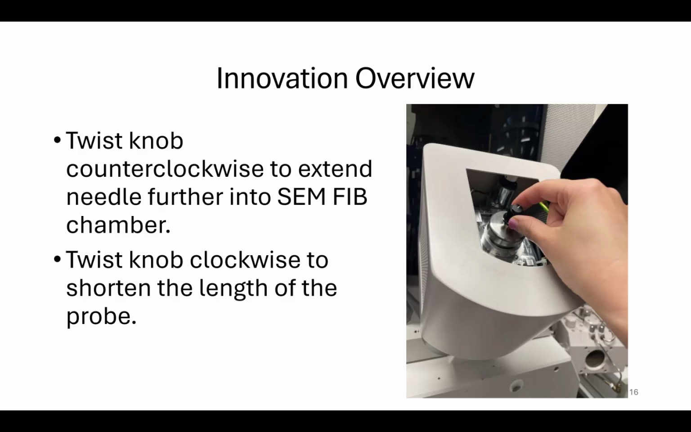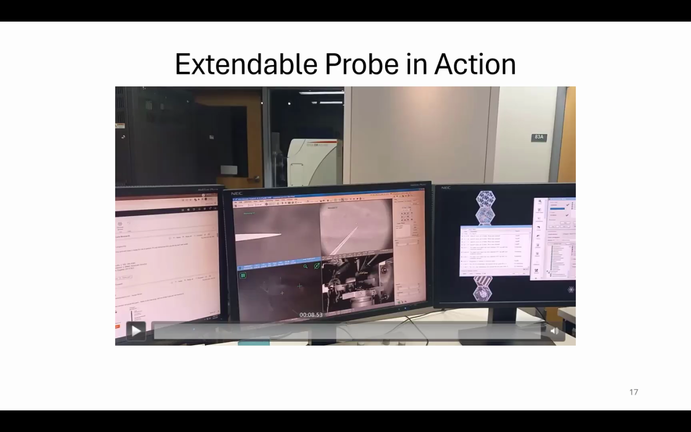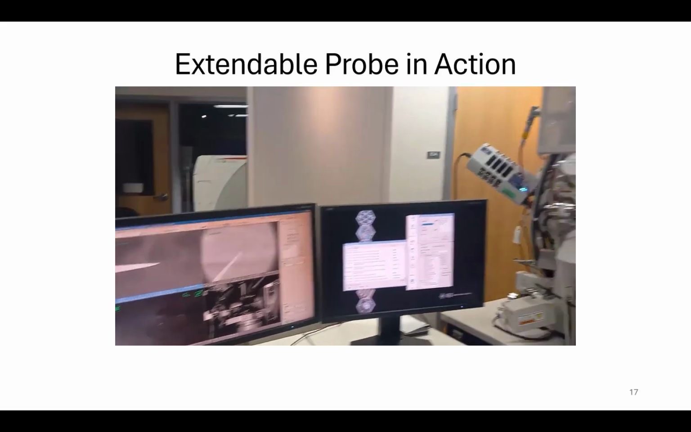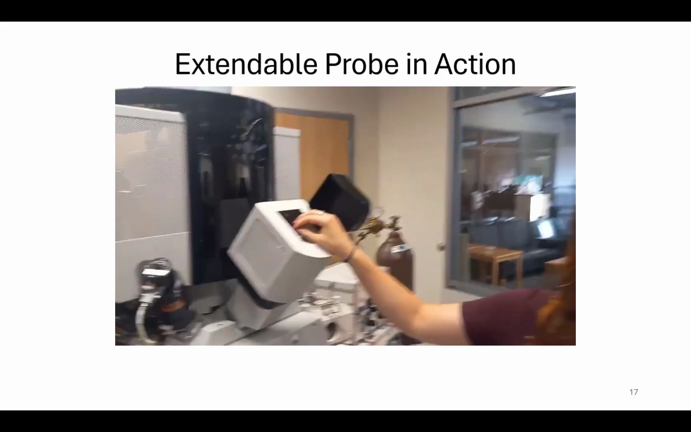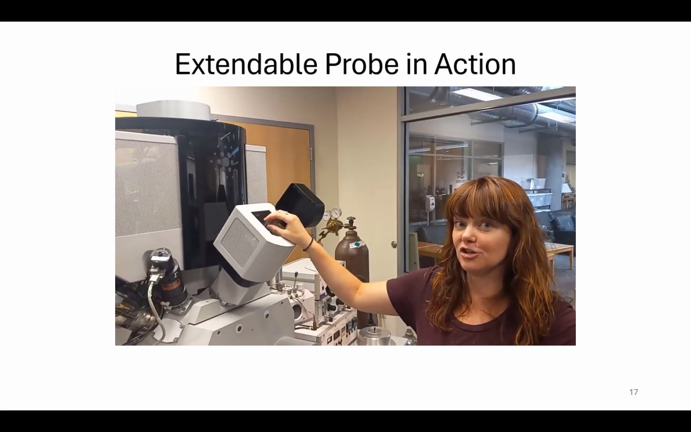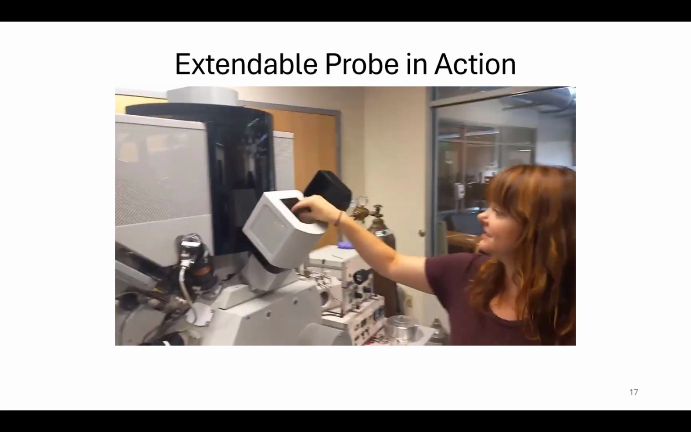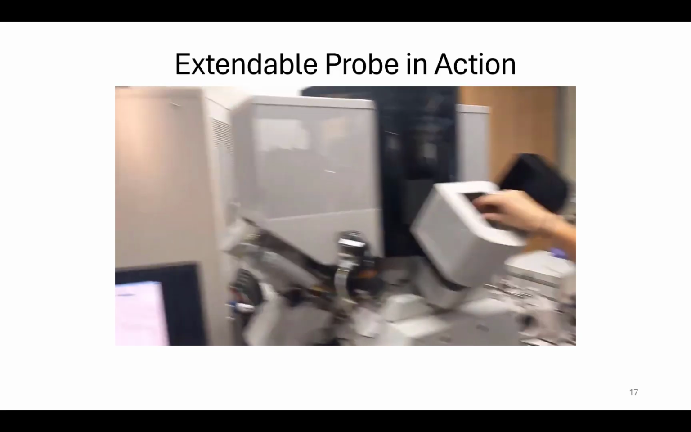We created some new hardware for the manipulator probe, which allows users to twist a knob on the outside of the chamber, which will extend the needle further into the chamber or shorten the length of the probe if it's twisted in the other direction. And here is a video of the extendable probe in action. So when I want to drive the needle further into the chamber, I just do this. Twist, twist, twist, and look what's happening.